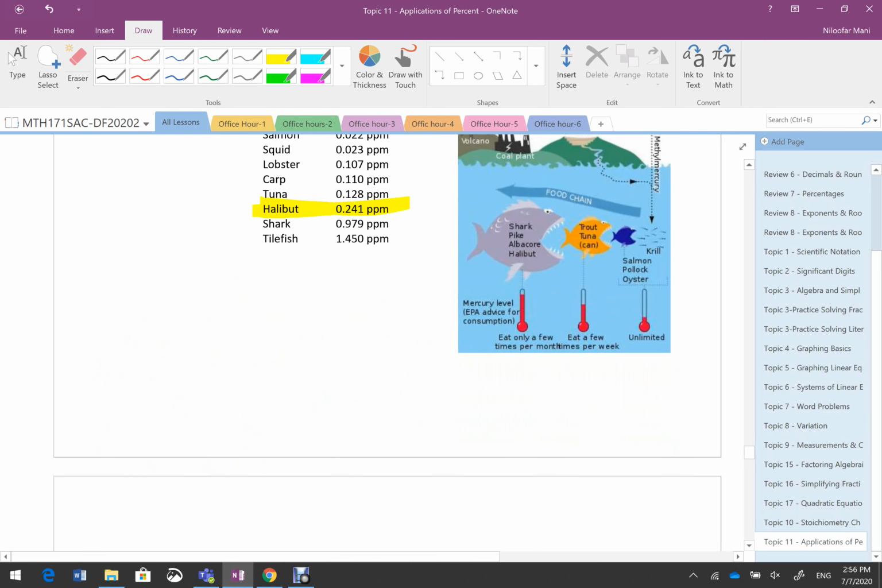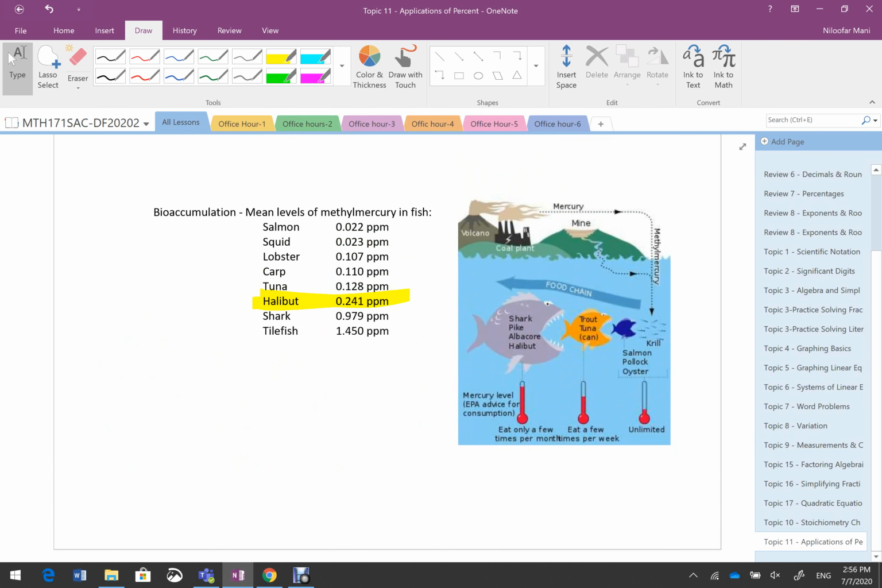Then read the question carefully. Which one is total? Which one is missing? Which one is part? Okay, so here is the mean level of mercury in fish. Different kinds of fish have different amounts of mercury. And that's a mean level, so the mean value. Mean is average, and you are going to see it in Math 270. So salmon, this amount, lobster, that amount, tuna, so you can see that.